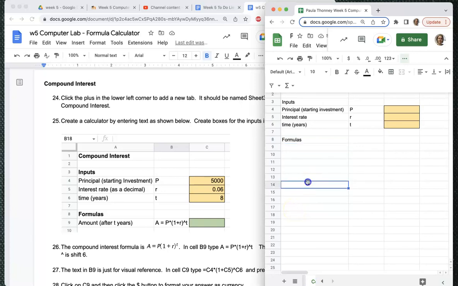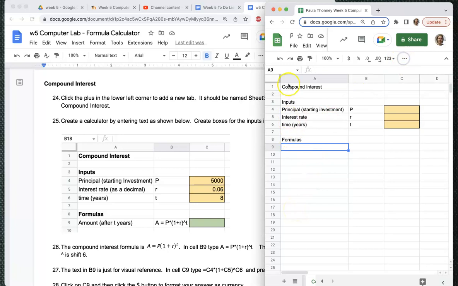And I had bold, bold, bold. So the amount after T years is A equals big P times parentheses 1 plus R close parentheses to the T power. That times is critical in Google Sheets. I know that in algebra, if you put a P next to a parentheses, the multiplication is implied, but Google Sheets does not understand that, so you need to tell it the Shift 8 multiplication symbol.